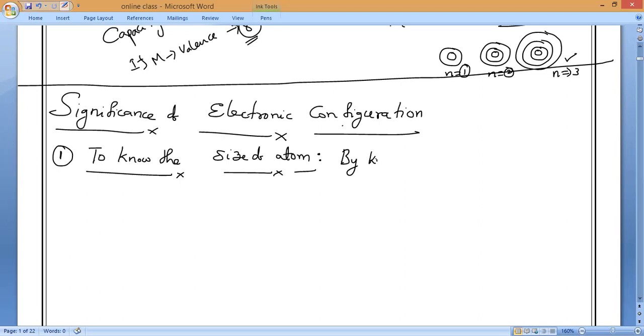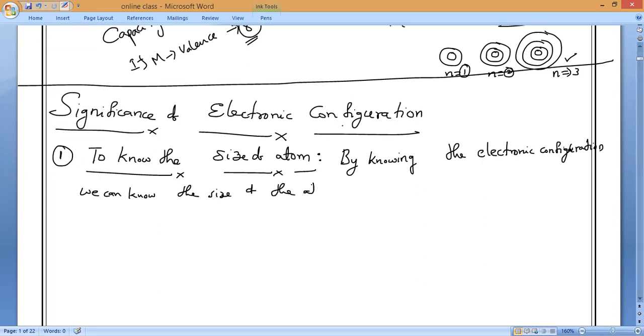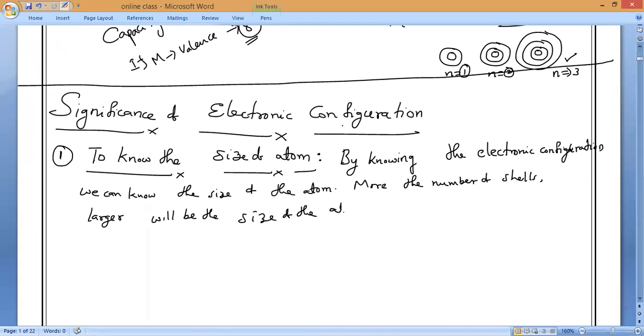Write it. By knowing the electronic configuration, we can know the size of the atom. The more the number of shells, the larger will be the size of the atom. Take notes properly, everything. I want to see everything. That is what you have to remember. Clear, everybody?